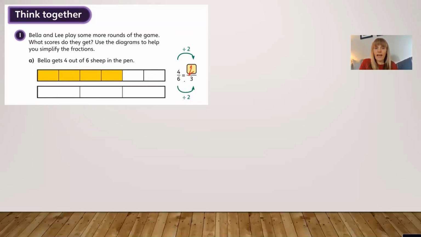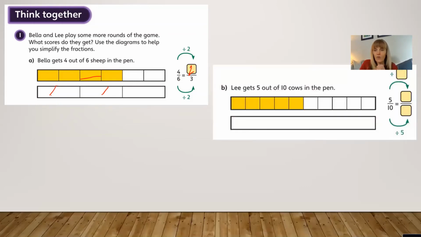Oops, there's a big 2. And 6 divided by 2 is 3. So that shows that if I was to shade in here, I would shade 2/3, because that is the same as 4/6, but it's in its simplest, smallest form. All right, have a go here then.